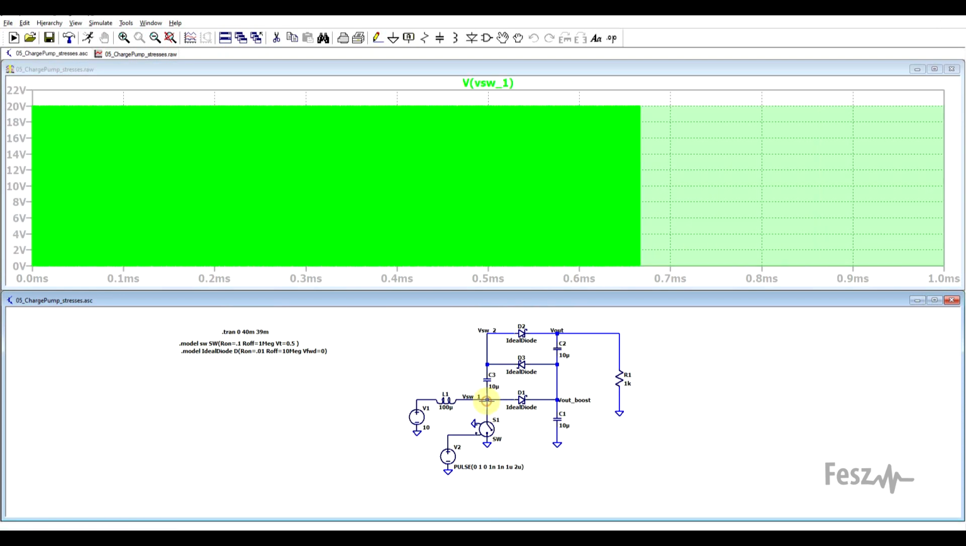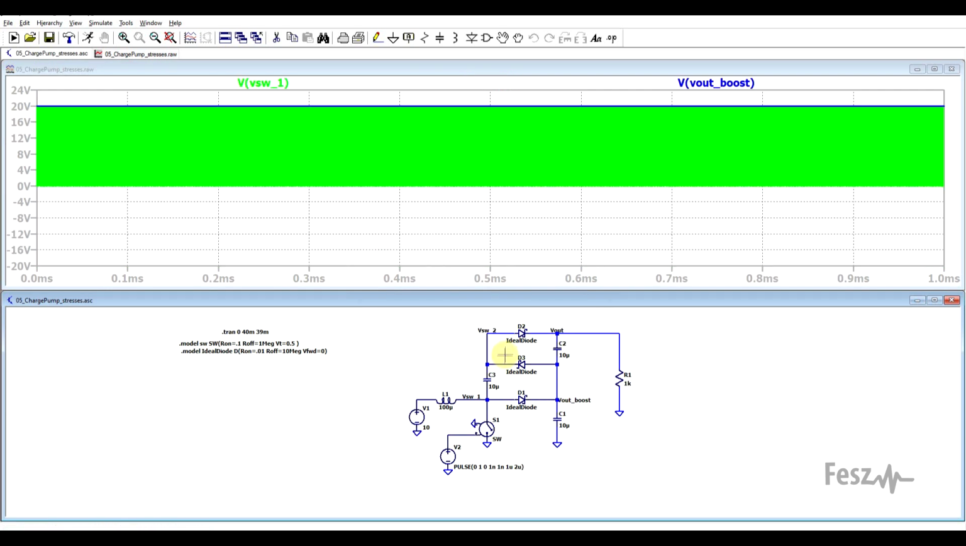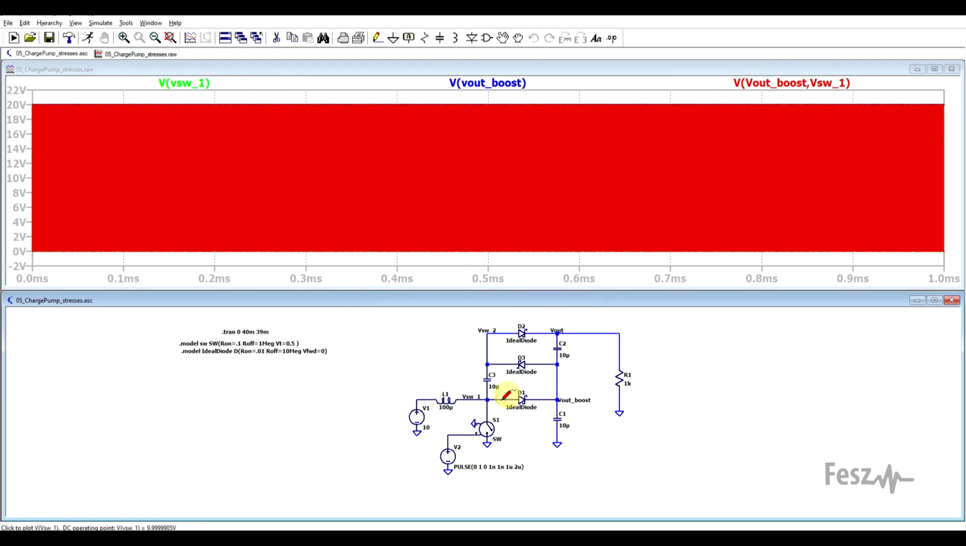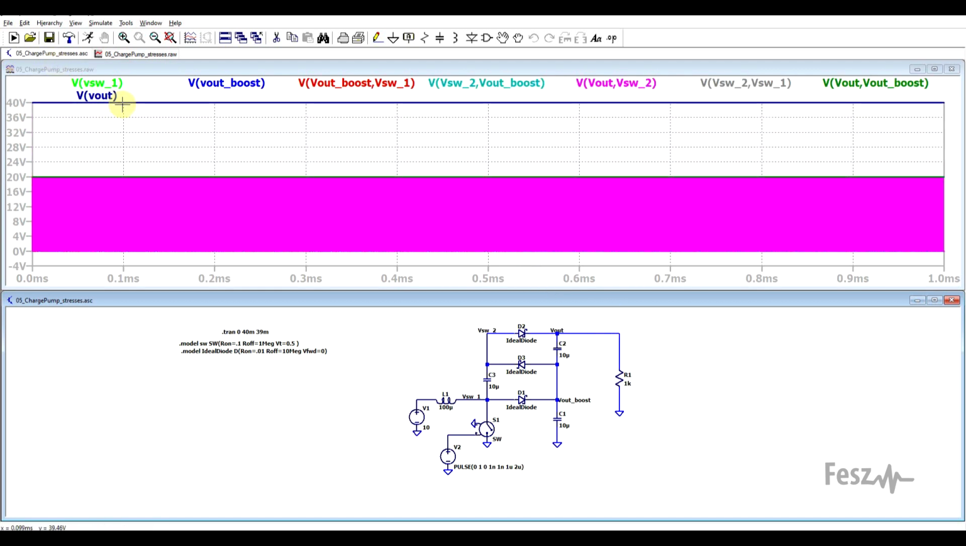So here, we can see that the voltage present on the switch has a maximum of 20 volts, the same that is present on the boost output capacitor, and well, we can check the voltages to which the various components are exposed. So the first diode, second diode, third diode, and well, the various other capacitors. And in all cases, we are never exceeding the 20 volt maximum. So even though the complete output is 40 volts, no individual component actually ends up seeing this value.